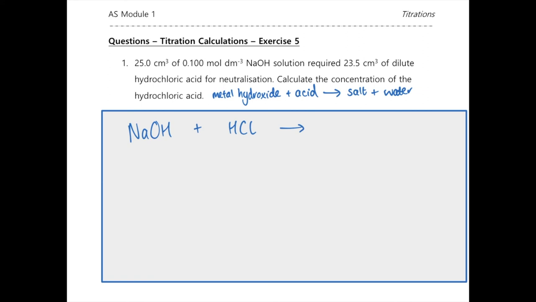We've got sodium hydroxide reacting with hydrochloric acid. So the first name comes from the metal, and we ignore the hydroxide part. So the first part of the name is sodium, and the second part of the name of the salt comes from the acid, and hydrochloric acid changes its ending to chloride. So it's sodium chloride. Let's have a think about what the formula of sodium chloride is.